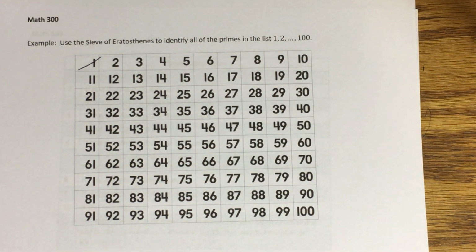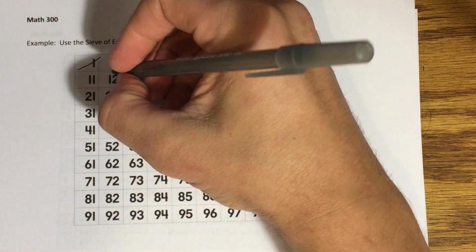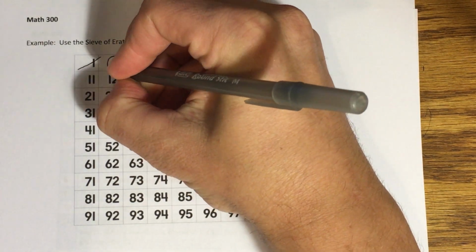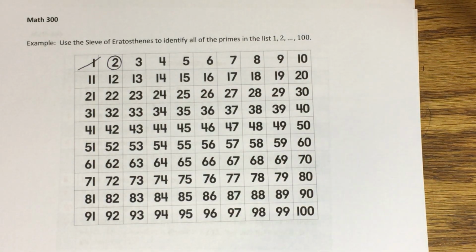Next thing I want to do is go to the number 2. 2 is a prime number. It's very easy to list the factors of 2. The factors of 2 are 1 and 2. There's no other option. So 2 is definitely a prime number.